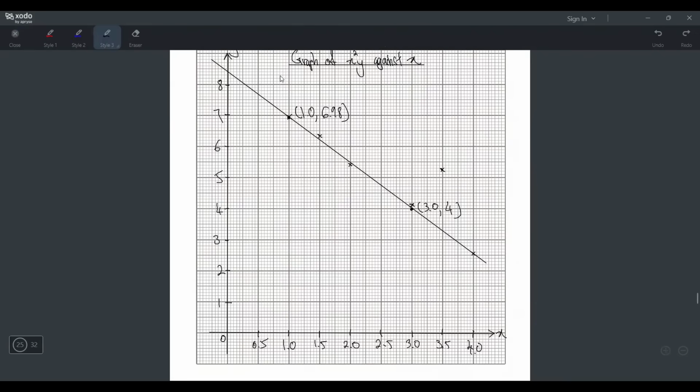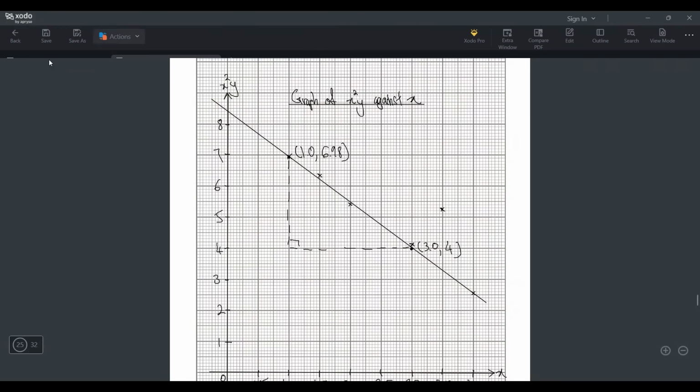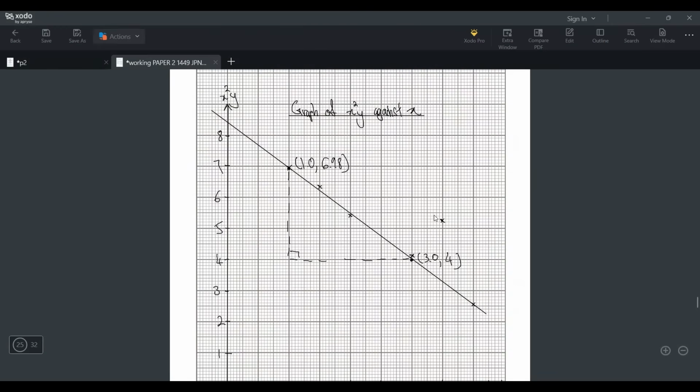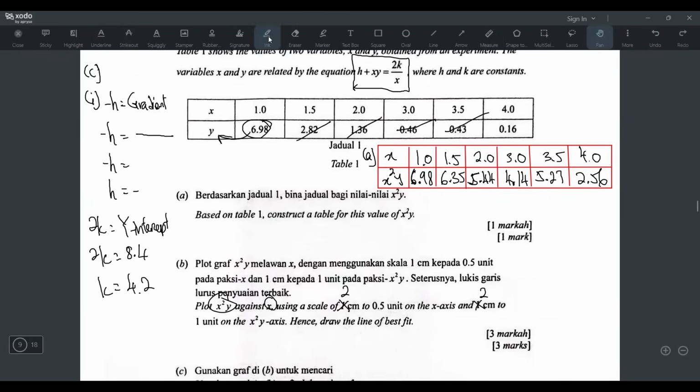Okay, now I have to do the dotted line. So the dotted line will join this, use a ruler, and then put a 90 degree here. Okay, now we have to go to the working and do the gradient. The gradient formula is y minus y. So 6.98 minus 4 over 1 minus 3. Okay, so use your calculator. 6.98 minus 4.